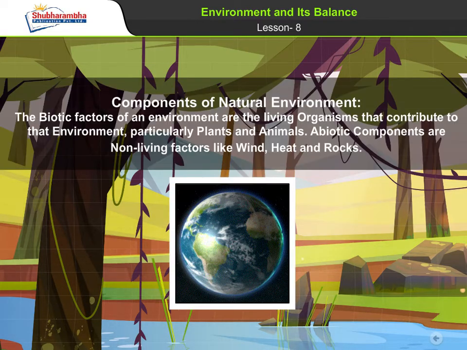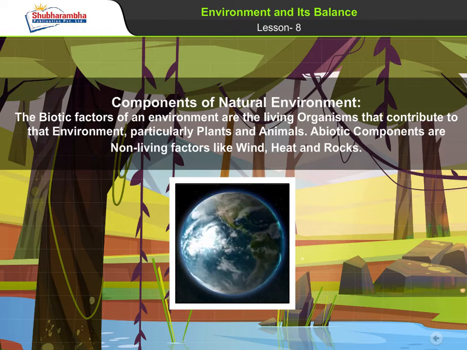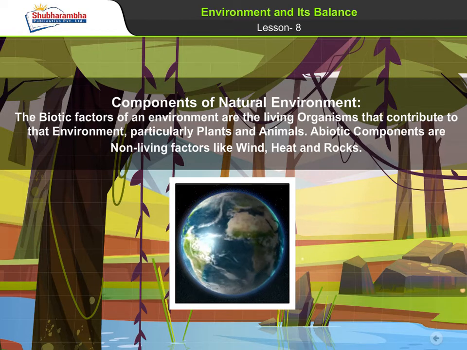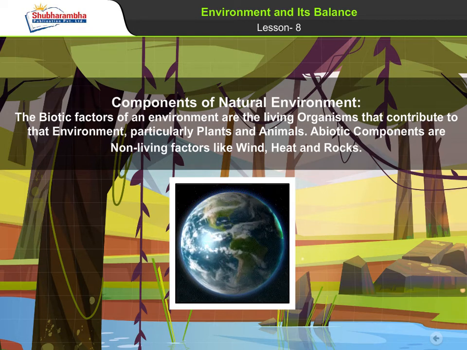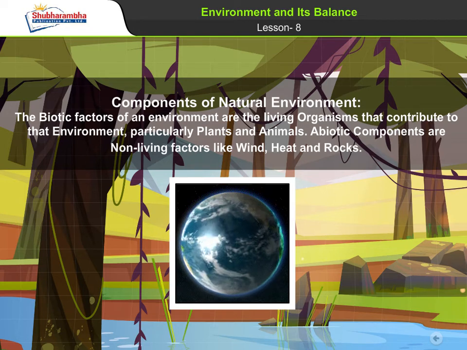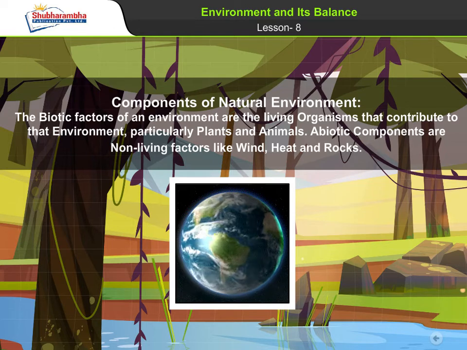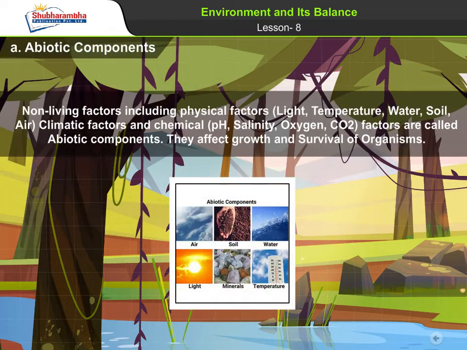Components of natural environment. The biotic factors of an environment are the living organisms that contribute to that environment, particularly plants and animals. Abiotic components are non-living factors like wind, heat and rocks. Abiotic components. Non-living factors including physical factors, light, temperature, water, soil, air, climatic factors and chemical factors, pH, salinity, oxygen, CO2, are called abiotic components. They affect growth and survival of organisms.